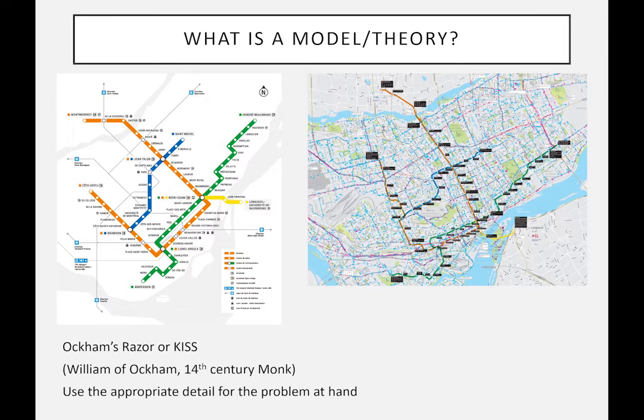Very important when we're using theories that we use an appropriate theory or model for the problem at hand. The map on the left is a very simplified map of the metro. The one on the right is much more detailed, and it has bus routes and so on. There's a monk who lived in the 14th century, William of Ockham. It's referred to as Occam's razor, which is that the best model or theory is the simplest one, or the best explanation for a phenomenon is the simplest one. That's not always true. Occam's razor, I sometimes refer to as keep it simple, stupid.